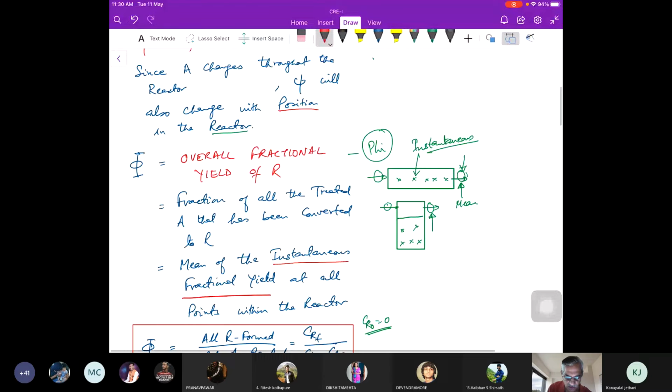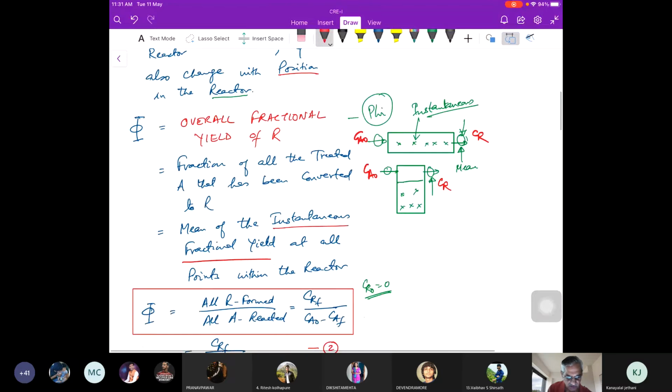So fraction of all A treated that is converted to R. जितना भी A आया यहाँ पर, उसका कितना R बना. Right? Similarly here, how much of CA is converted to R. So it is the mean of all the instantaneous fractional yields inside the reactor. जितने instantaneous fractional yield रहेगा, उसका mean है और average है at all points within the reactor.